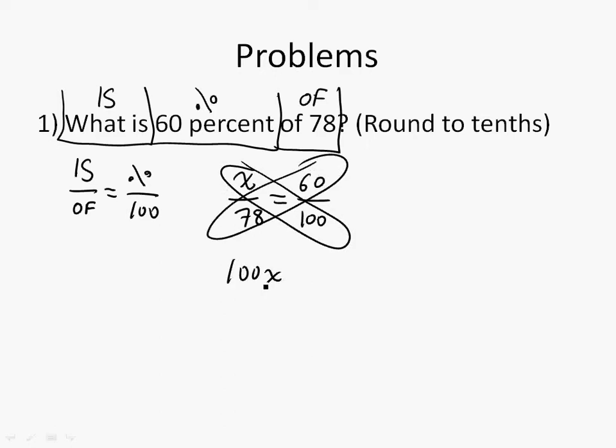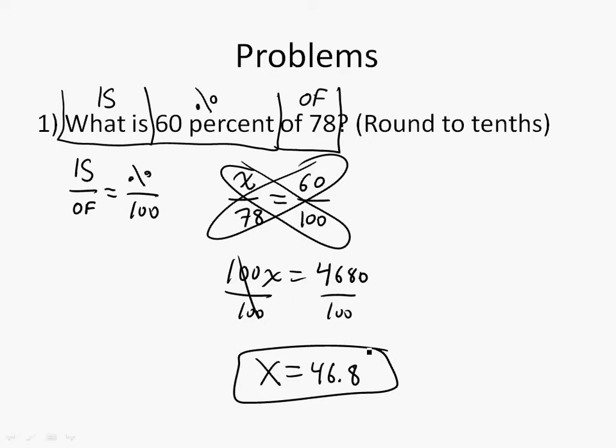So I have 100x equals 60 times 78, which gives us 4,680. Then I divide both sides by 100. And so I get x equals 46.8. So we know that 46.8 is 60% of 78. And we would be able to put this back in our equation, and we'd be able to check that out to see if that was actually true.